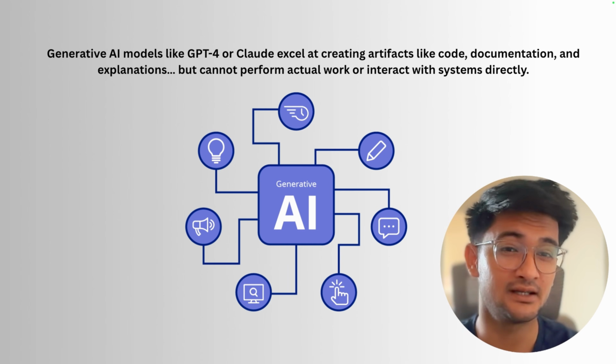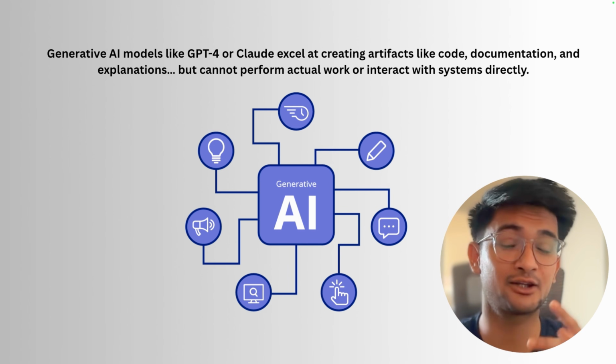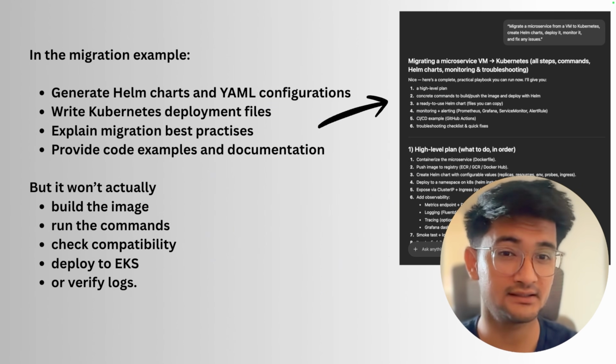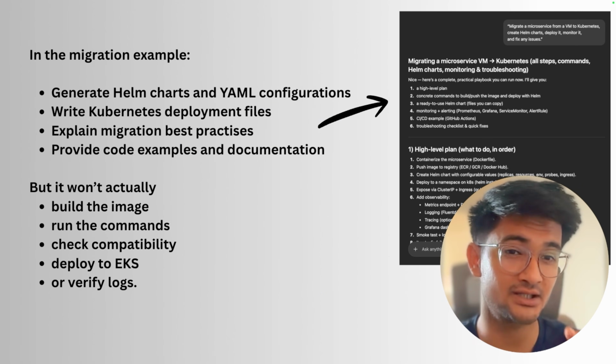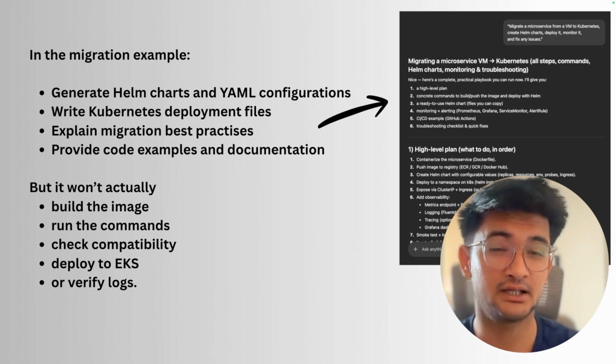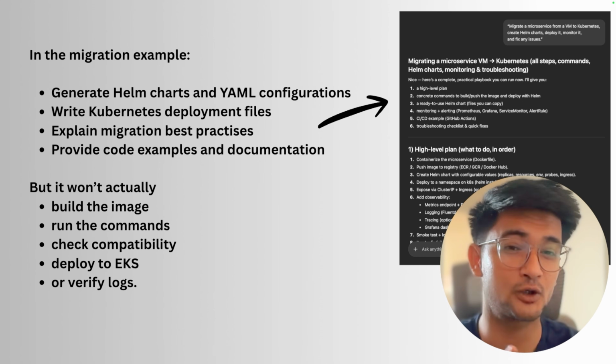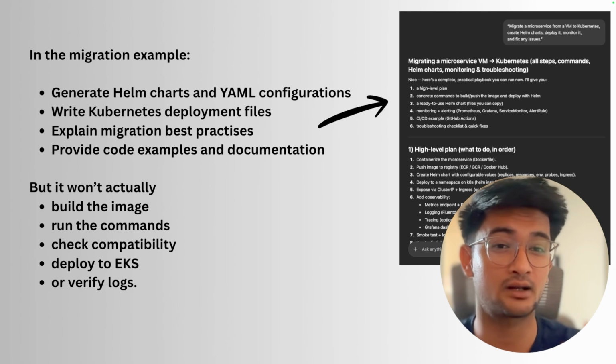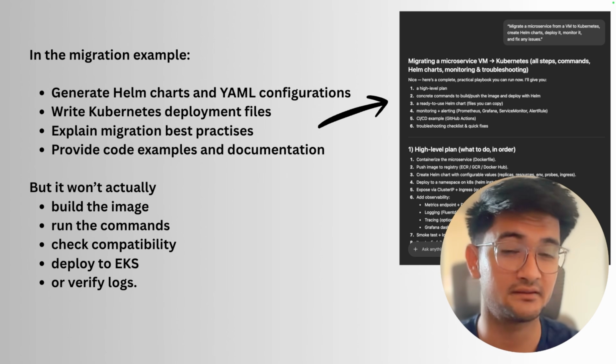But the problem is, Gen AI can create content. It cannot perform actual tasks or interact with the systems. What do I mean? For example, if I give the same migration task to ChatGPT asking it to help me out, it will generate Helm charts and YAML configuration. It will also create Kubernetes manifest files for deployment. It will explain all the best practices for migration, but it cannot build the image. It cannot connect to the cluster. It cannot run the commands for me, or verify if everything is done or not.